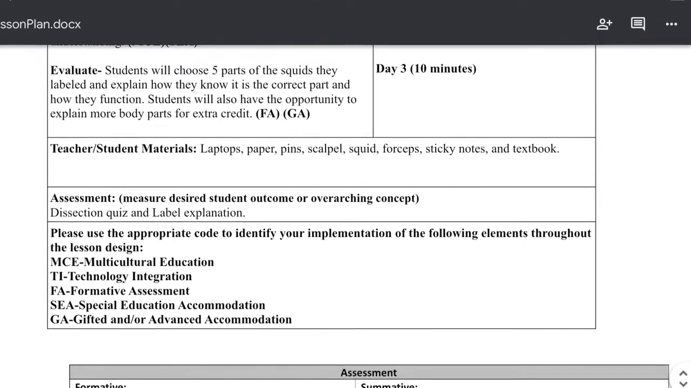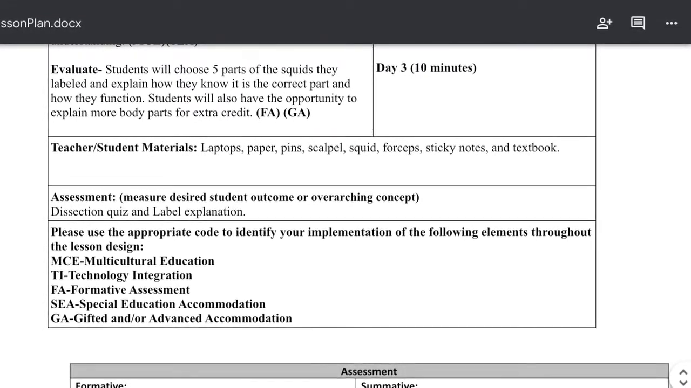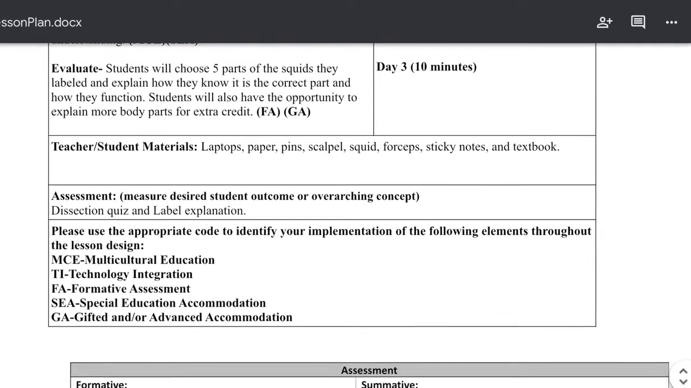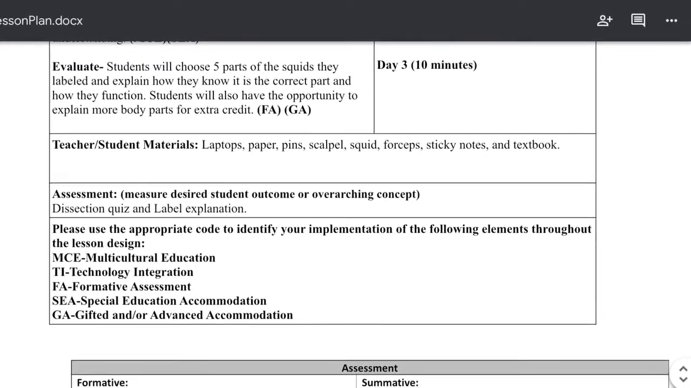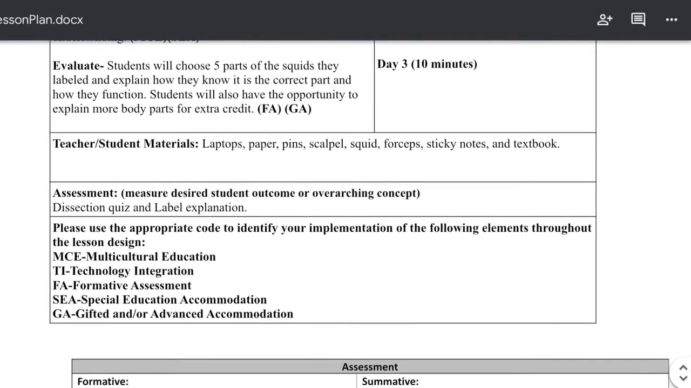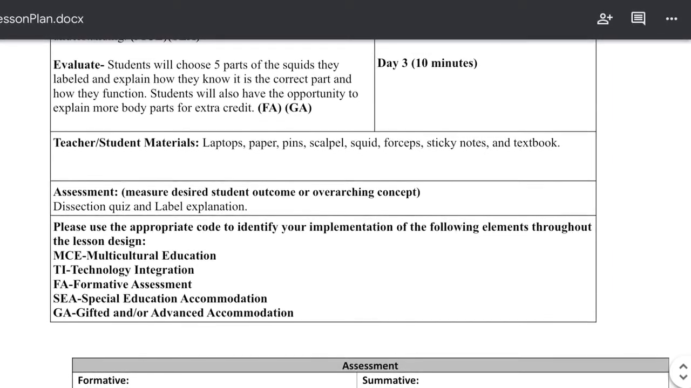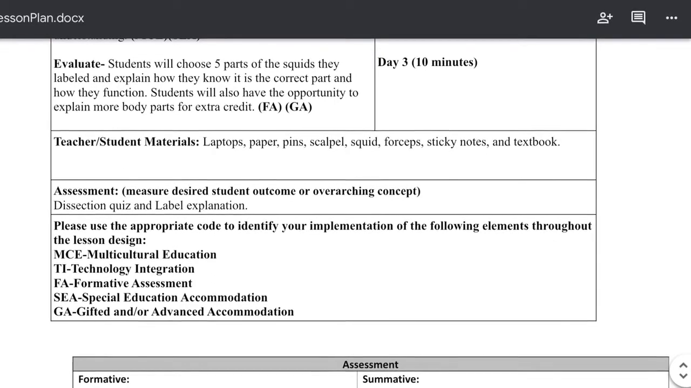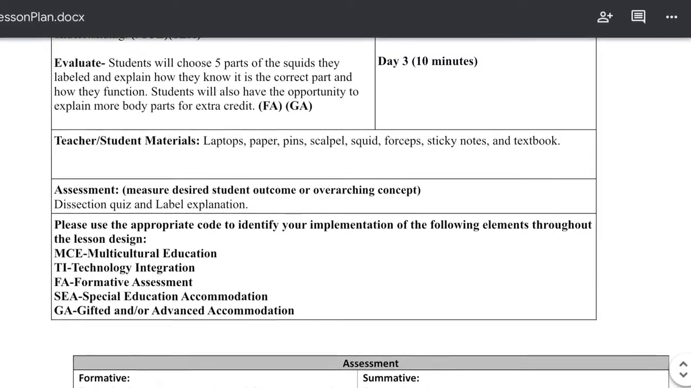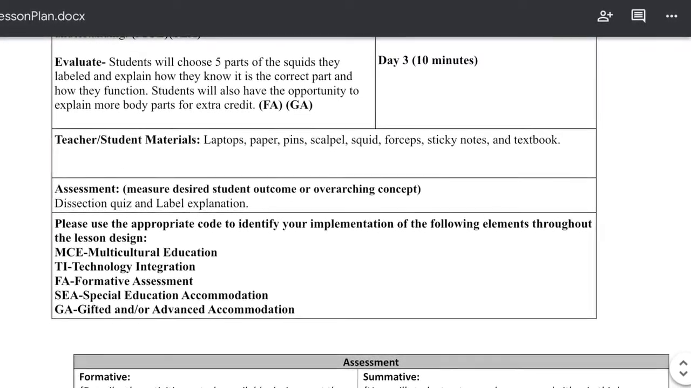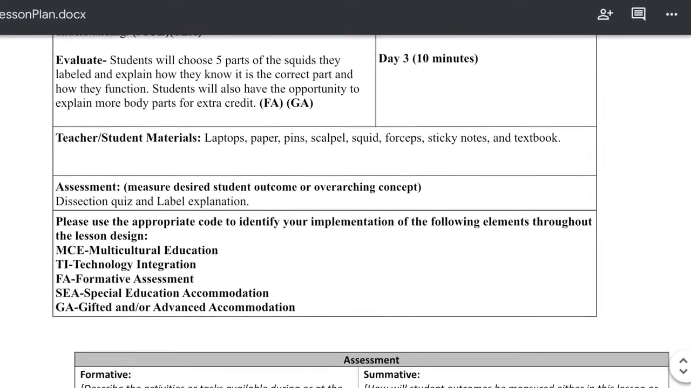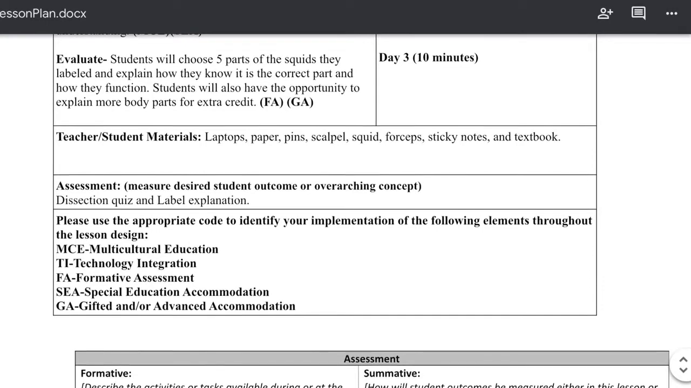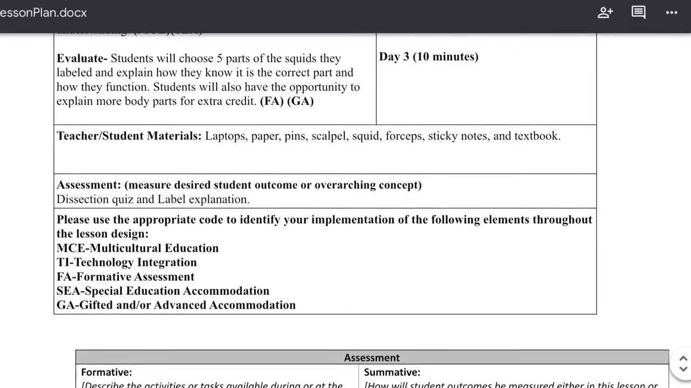So instead of having to write it, they could tell us verbally. And after that, we'll have the elaborate sections where students will get in pairs again, and they'll work together to dissect a small squid. And during this, they'll have a little piece of paper and a pin where they'll pin down specific body parts and label them. It doesn't have to be any set 10 of them, but at least 10.